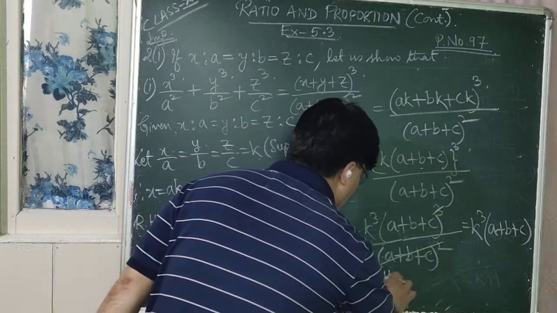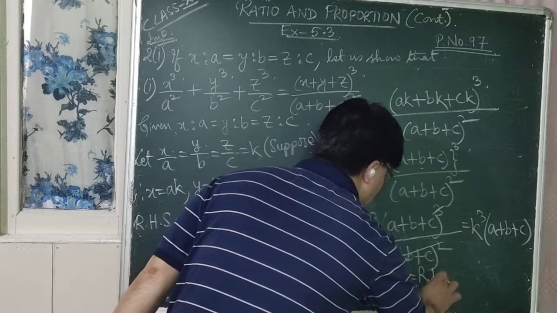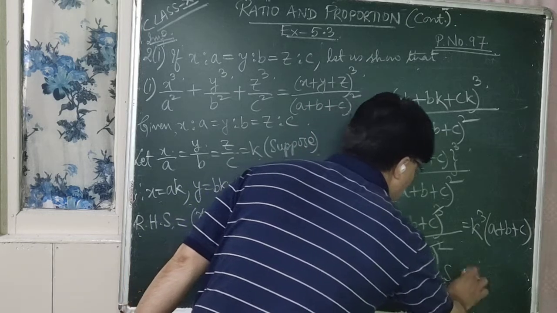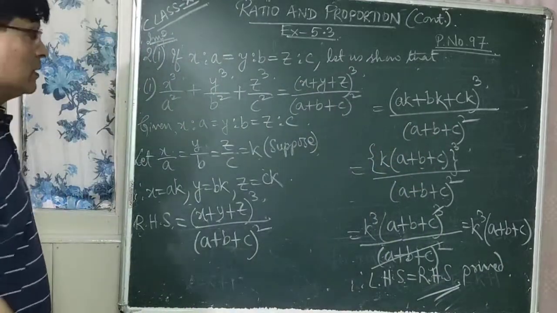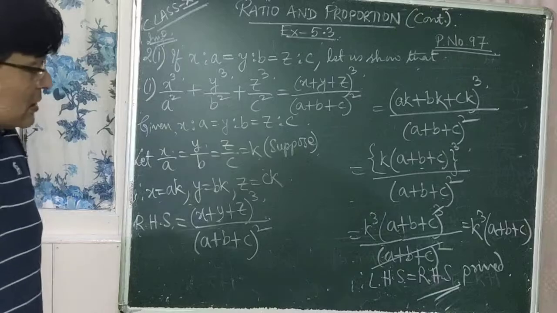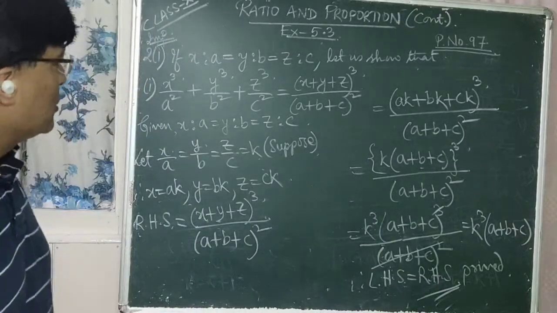Therefore, LHS is equal to RHS. So it is proved. Is that clear to all of you? So this is your answer. So LHS is equal to RHS, proved. So you can copy it.